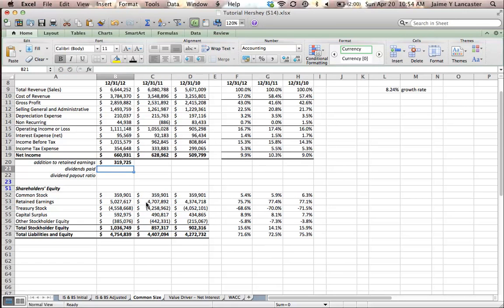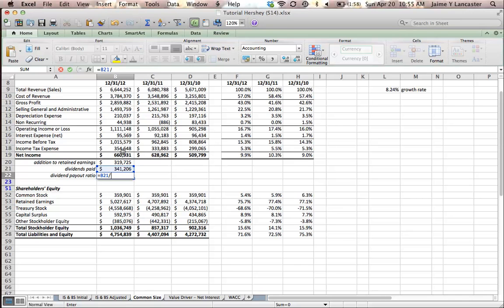They added $319,000. Well, if net income only goes to 2 places, retained earnings and dividends, we can deduce, by subtracting that, that $341,000 of that went to paying dividends. I don't want this bold. Okay. So if I know that of the $660,000 that they made, they paid $341,000 as dividends, I can just calculate that as a percentage.